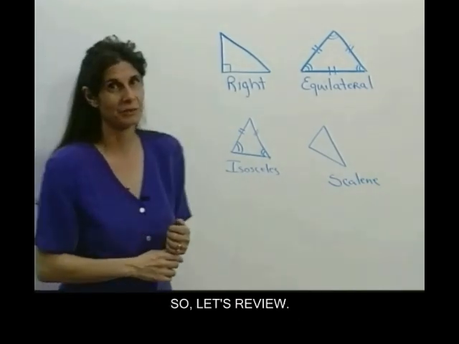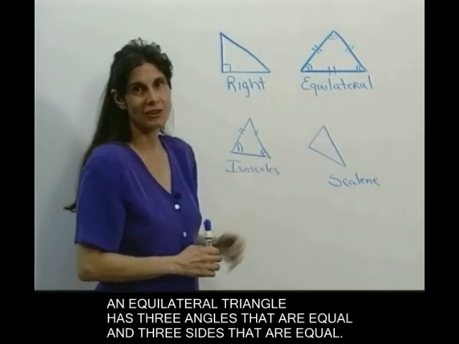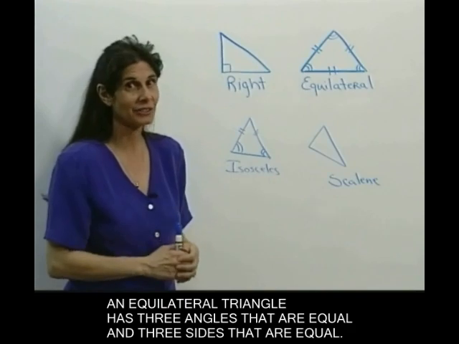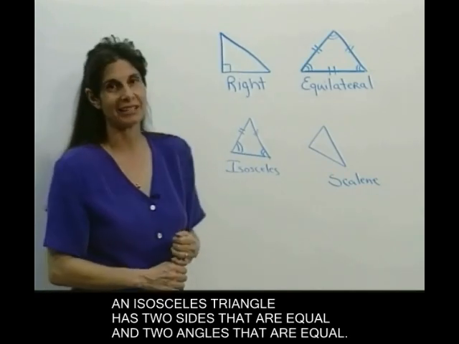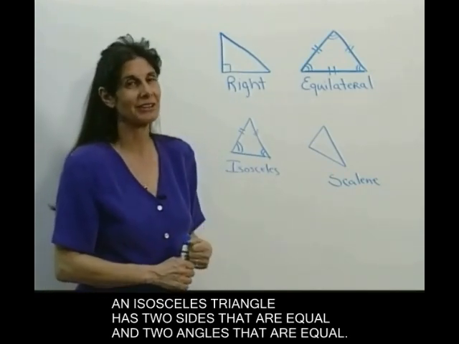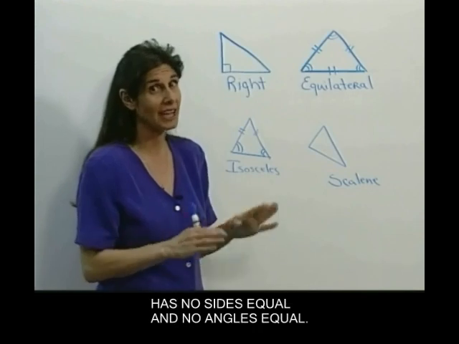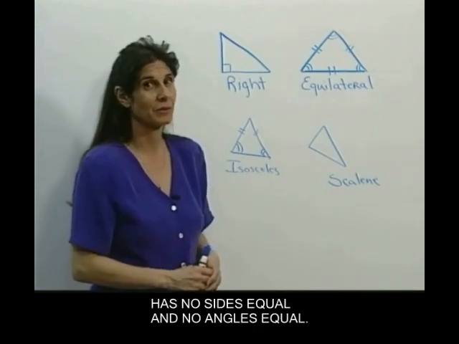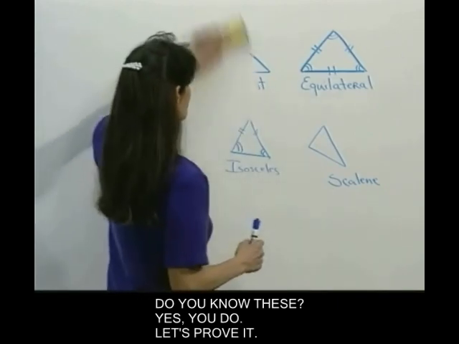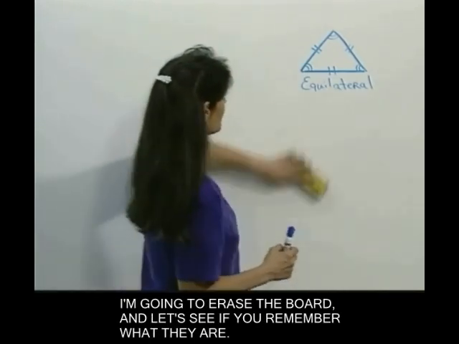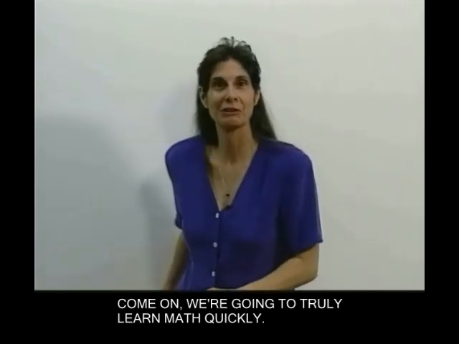So, let's review. A right triangle has a right angle. An equilateral triangle has 3 angles that are equal and 3 sides that are equal. An isosceles triangle has 2 sides that are equal and 2 angles that are equal. And last but not least, a scalene triangle has no sides equal and no angles equal. Do you know these? Yes, you do. Let's prove it. I'm going to erase the board, and let's see if you remember what they are. Come on, we're going to truly learn math quickly.